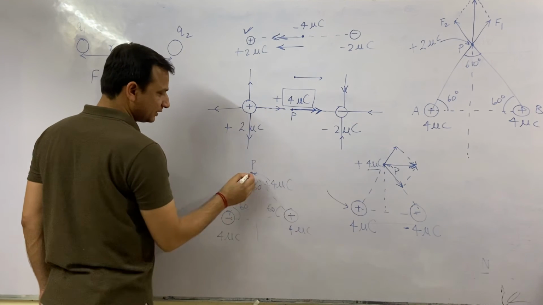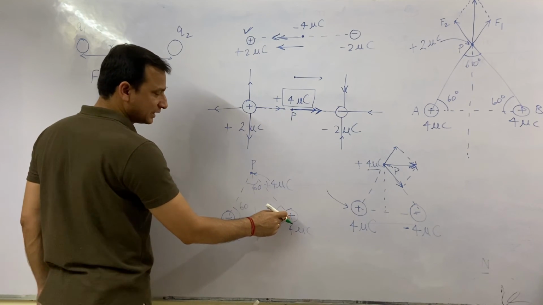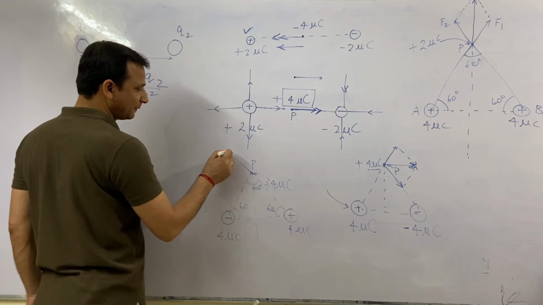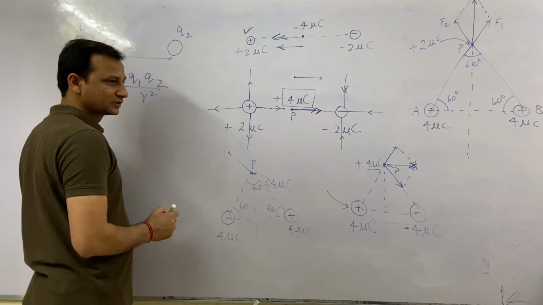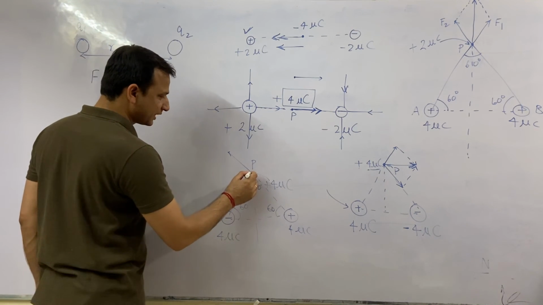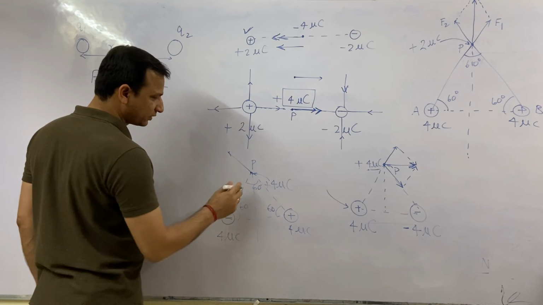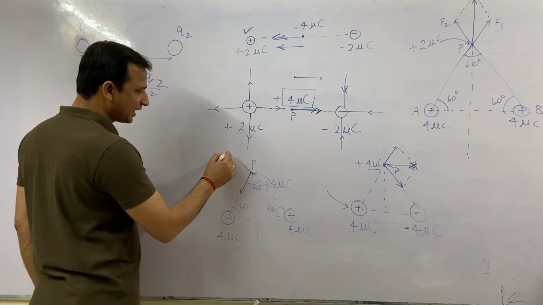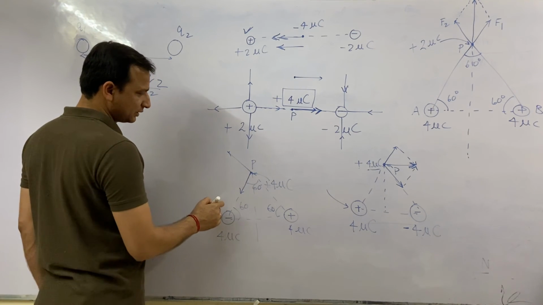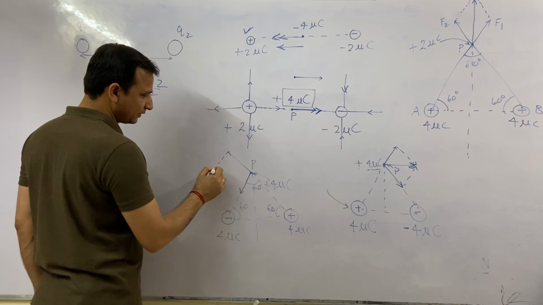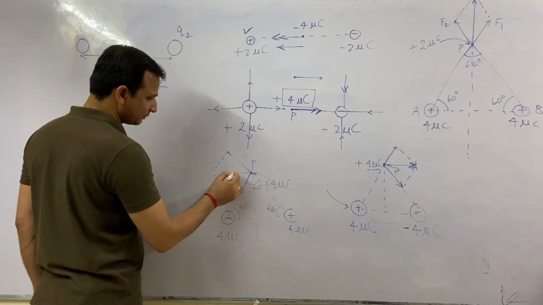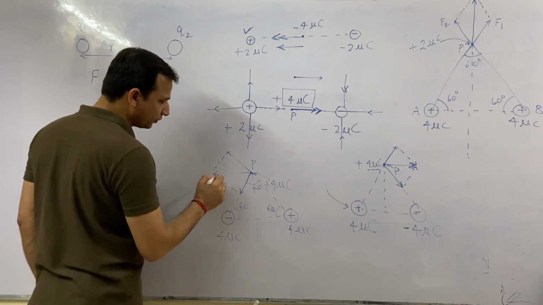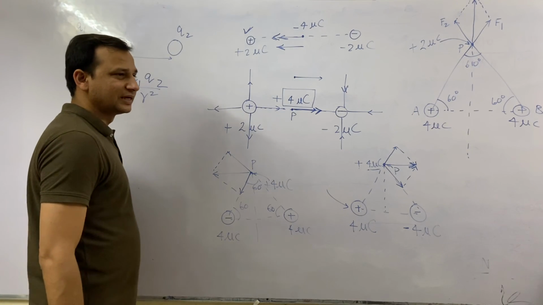So as we have done here, the direction of force because of this 4 microcoulomb charge at point P would be something like this. And the direction of force at point P due to this minus 4 microcoulomb charge would be downward at an angle. Now if we add these two vectors, what will we get? We will get the resultant vector something like this. So what we can see is the resultant force is towards the negative charge.